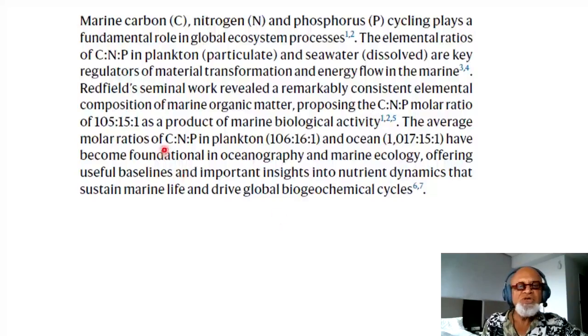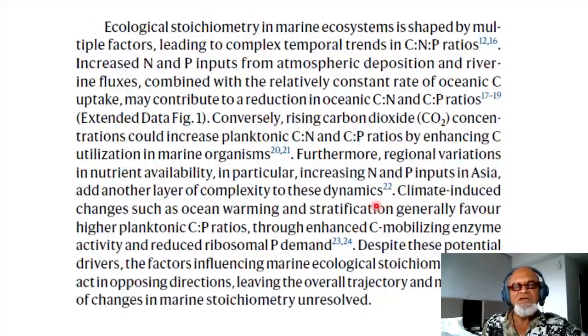The average molar ratio of C to N to P in plankton, 106 to 16 to 1, and in the ocean, 107 to 15 to 1, have become foundational in oceanography and marine ecology, offering useful baselines and important insights into nutrient dynamics that sustain marine life and drive global biogeochemical cycles. Okay. Just a few more points.